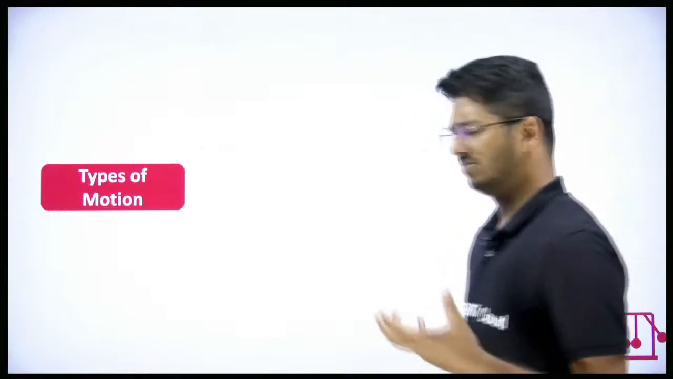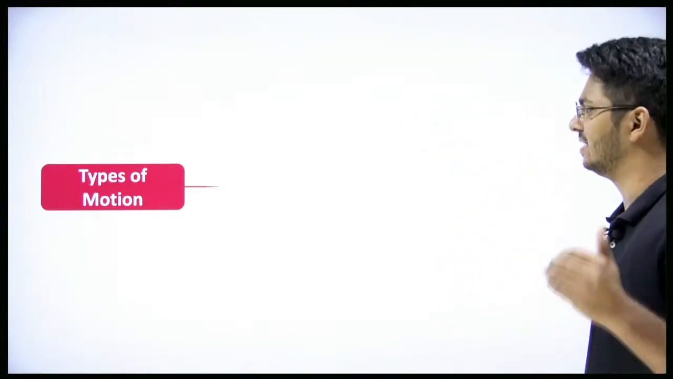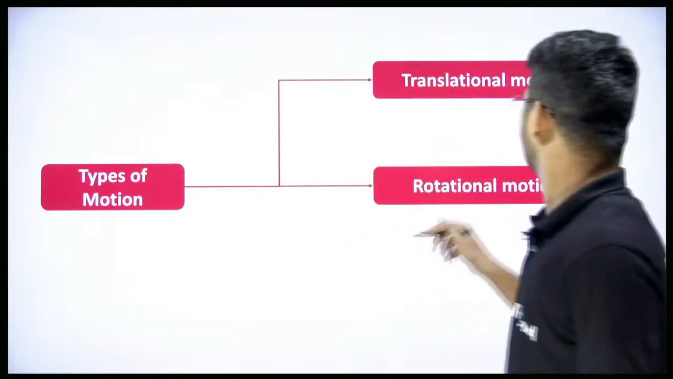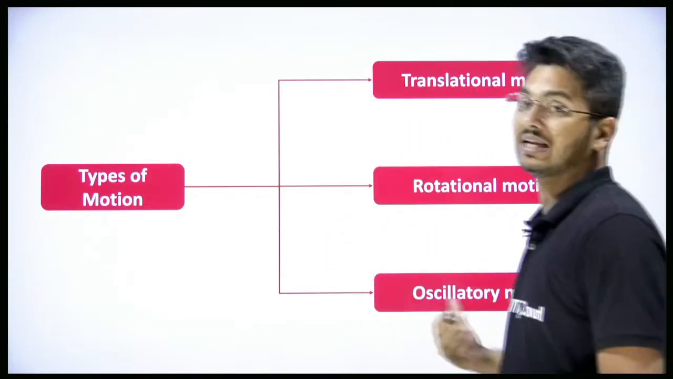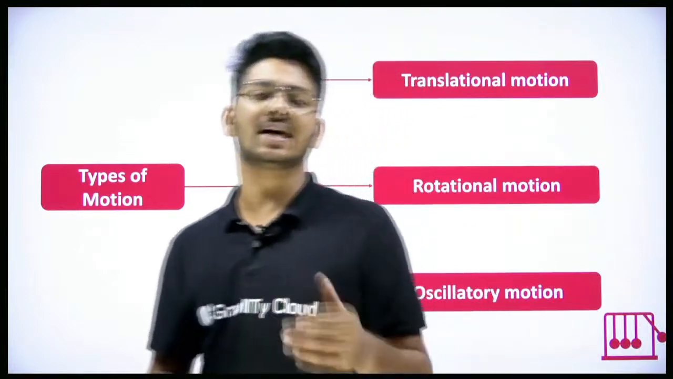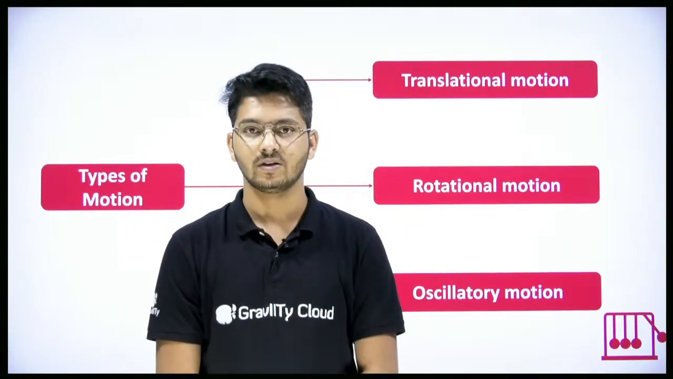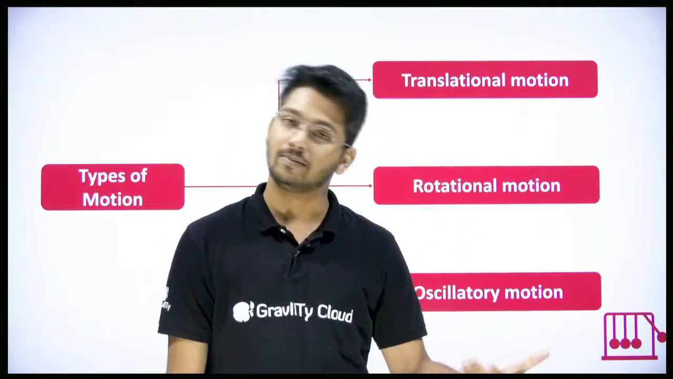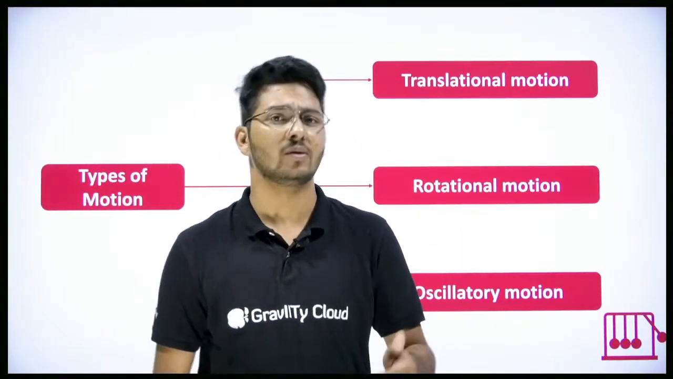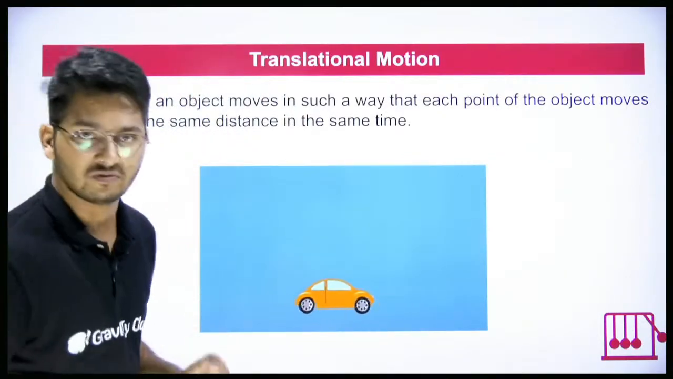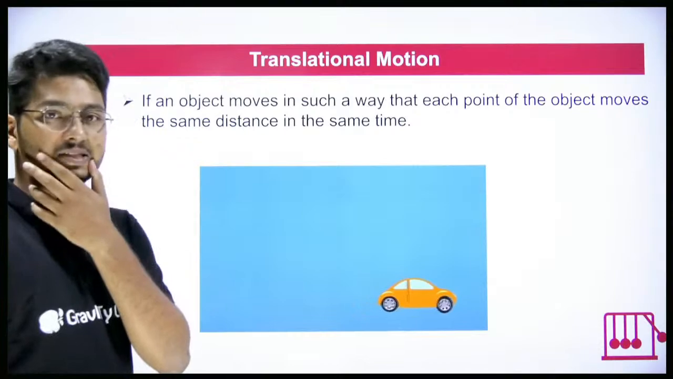So in today's class, we'll be discussing translational motion, then rotational, and then oscillatory motion. These are the three basic classifications, three basic types of motion. What are they? What do they represent? We'll be learning about them one by one. So let's go into translational motion first. What is translational motion?